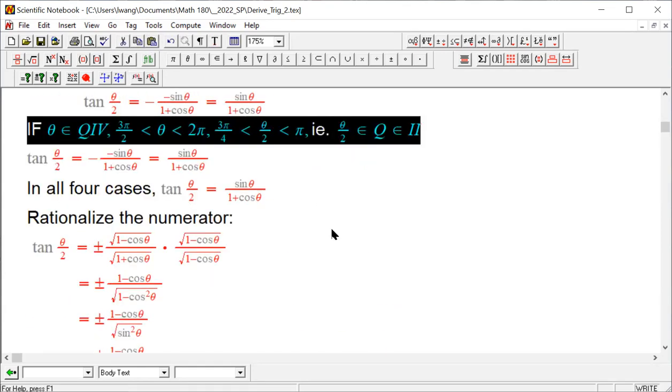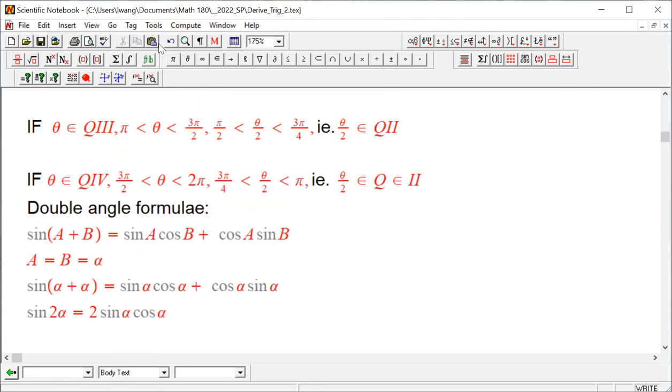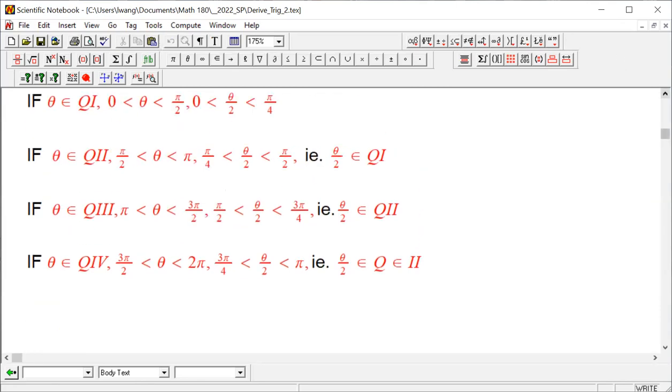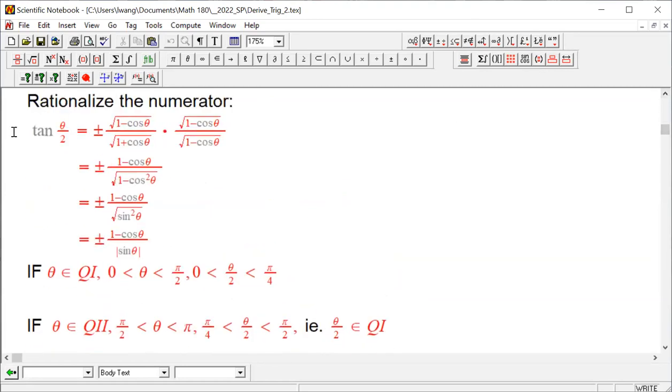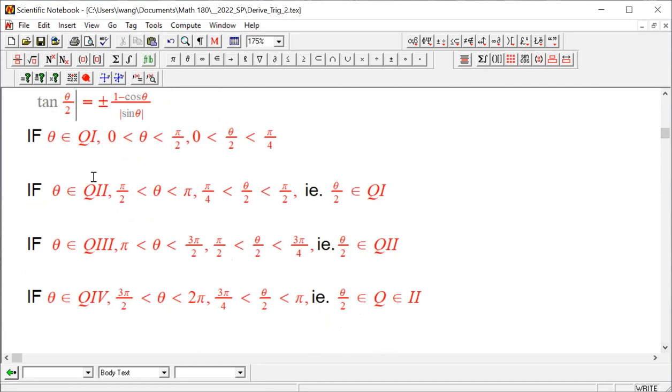So I'm just going to take those 4 cases. So we do this again. If you want to be a little bit ahead of me to do that discussion, feel free to do that. So we get tangent theta over 2 equals that guy. So next we're going to discuss the 4 cases.